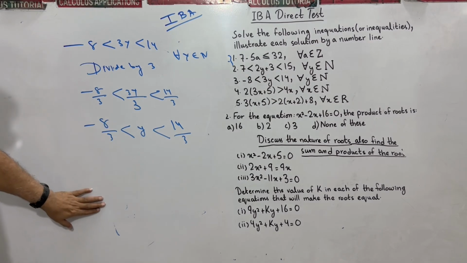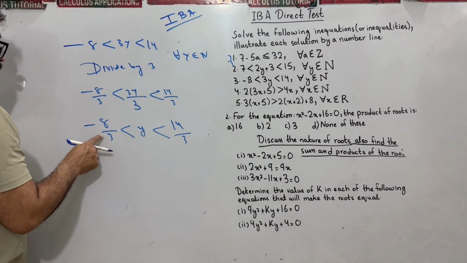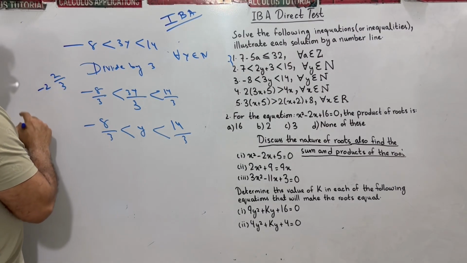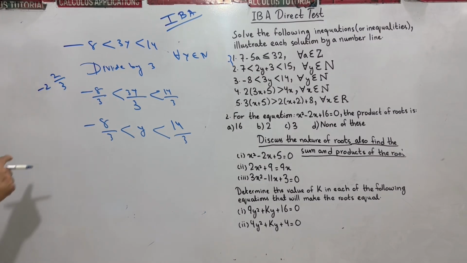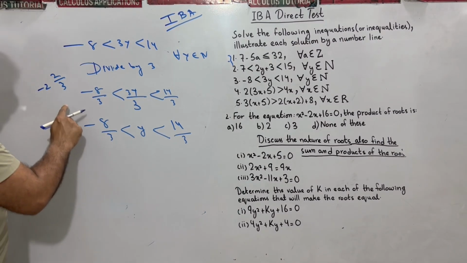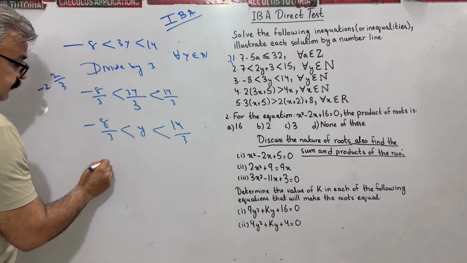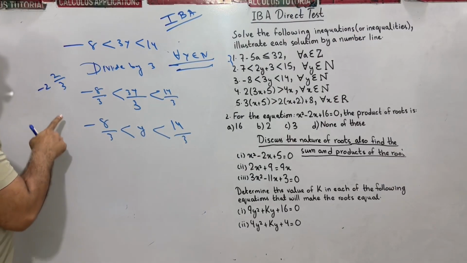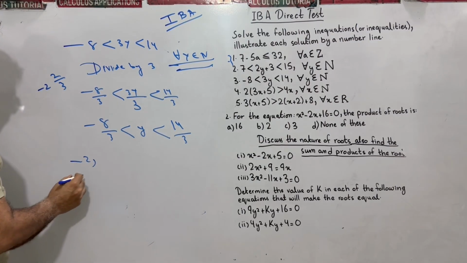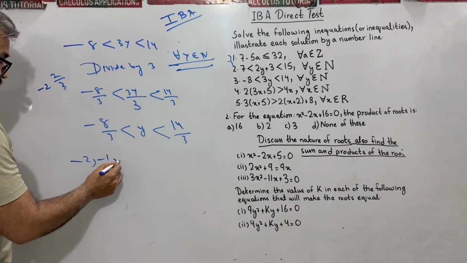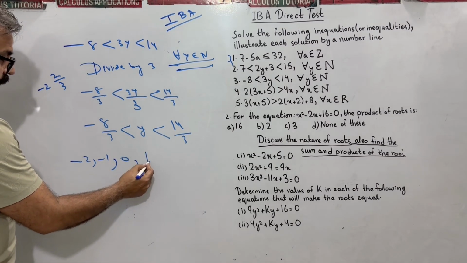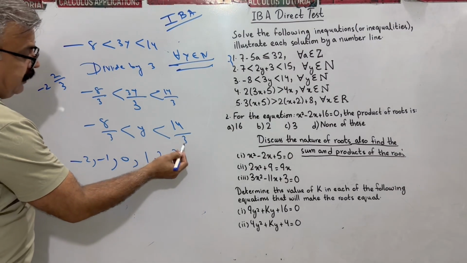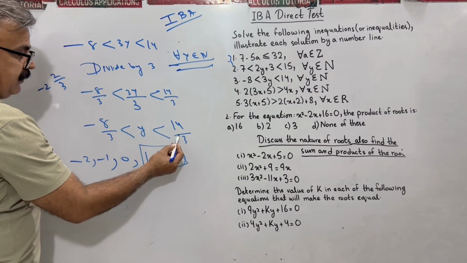Apply the table of 3: 3 twos are 6, so 8 upon 3 is 2 whole 2 upon 3, 2 point something. We are asked to find natural numbers. Minus 2 cannot be taken, minus 1 cannot be taken, as well as 0 cannot be taken. On the other hand, 1, 2, 3 are inclusive. I take only these 3.